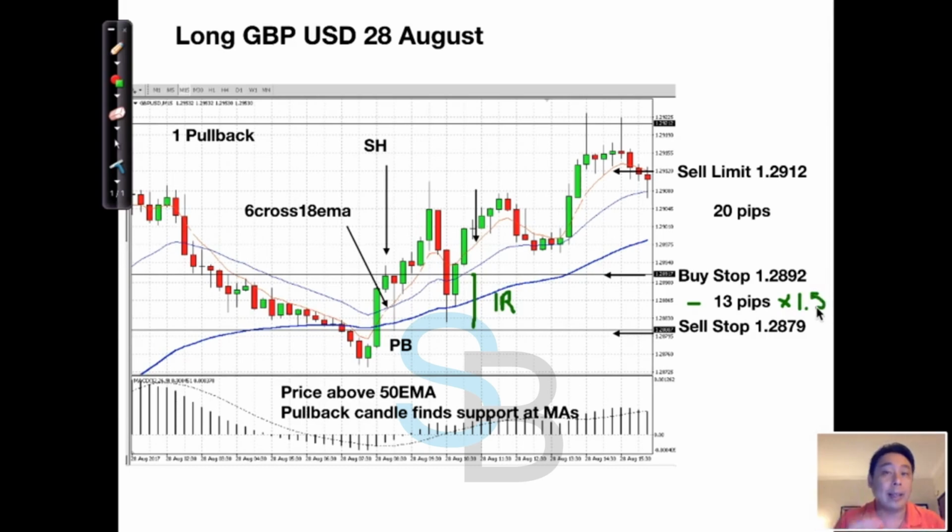Now, if you get a decimal point, just round up to the higher number, right? So in this case, 20 pips. So 2892 plus 20 pips would be 2912. So that's exactly where my profit target will be. That's a sell limit of 2912, right?